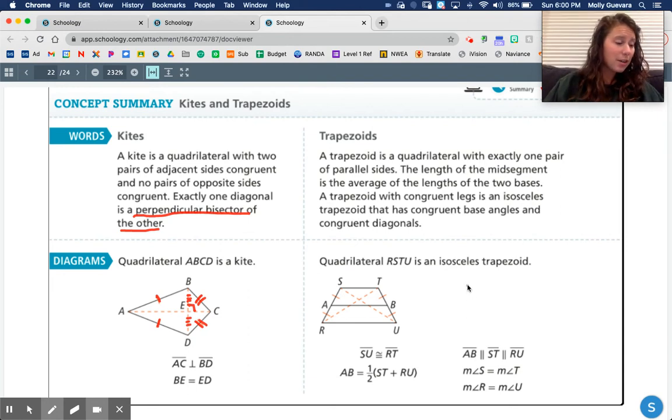Now let's look here at trapezoids. A trapezoid is a quadrilateral, 4 sides, with exactly one pair of parallel sides, right? The bases we know are parallel. The length of the midsegment is the average of the lengths of the two bases. We know that, right? So that's B1 plus B2 over 2 equals M.